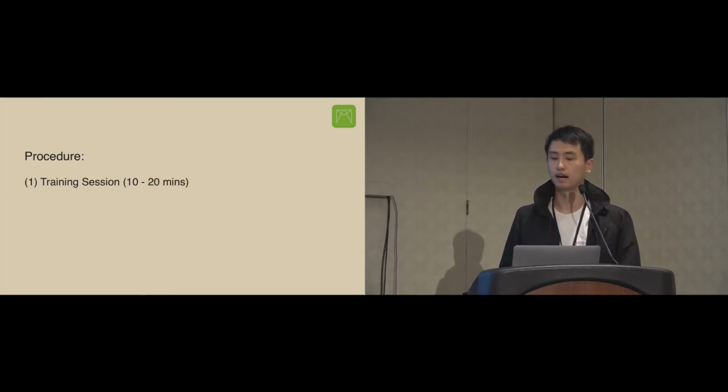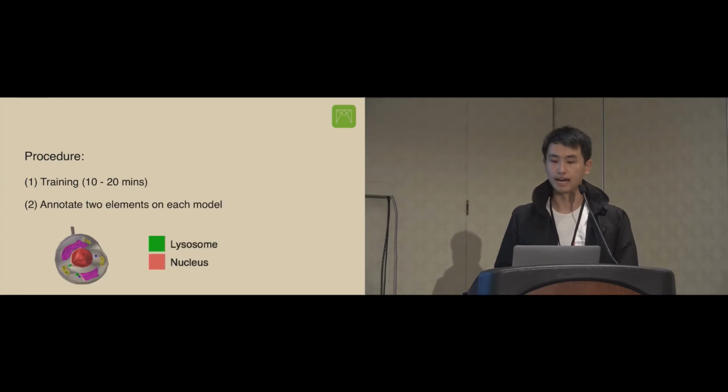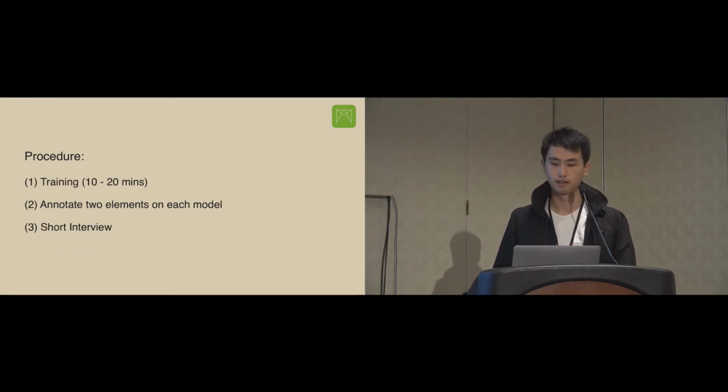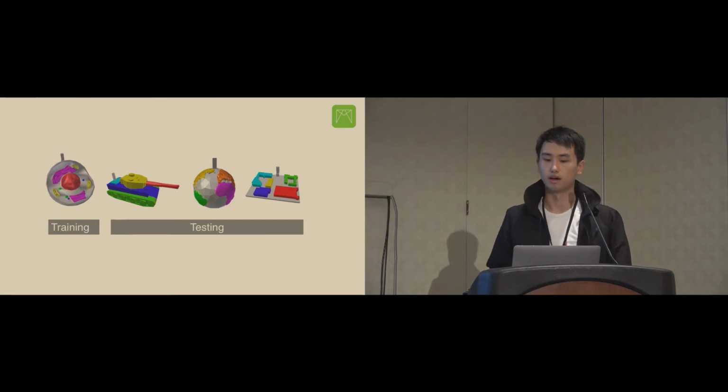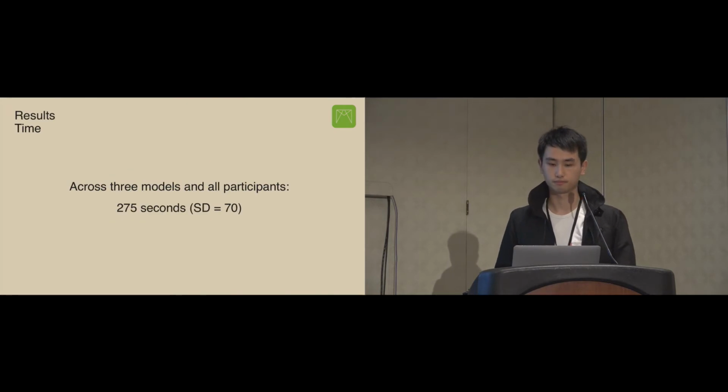After training participants how to use the software, we asked them to annotate 2 elements on each model. For example, on the cell model, we asked them to annotate lysosome and nucleus. In the end, we conducted a short interview. Similar to the previous study, we used a cell model for training, and the participants needed to annotate 2 elements on tank, globe, and map models.